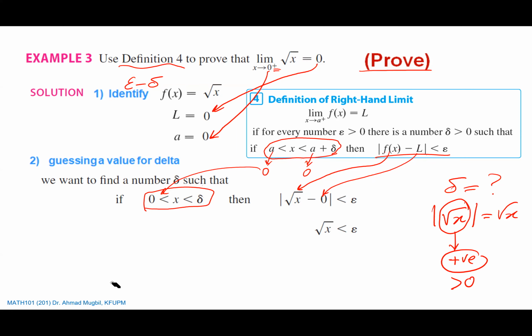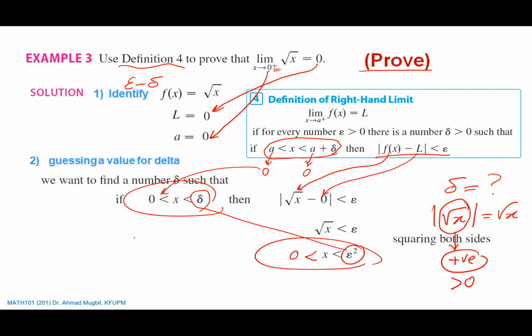So in fact, this means what? I need delta, guys. I need to go from here to here. How to do that? I will square both sides. Both of them are positive, so I can square both sides, no problem. So if we square both sides, look what we have. x is greater than 0 because it is inside the square root, and x is less than epsilon squared. Now this suggests that what? What is delta? Compare this with this. Delta is epsilon squared. And of course, it could be any number less than epsilon squared.